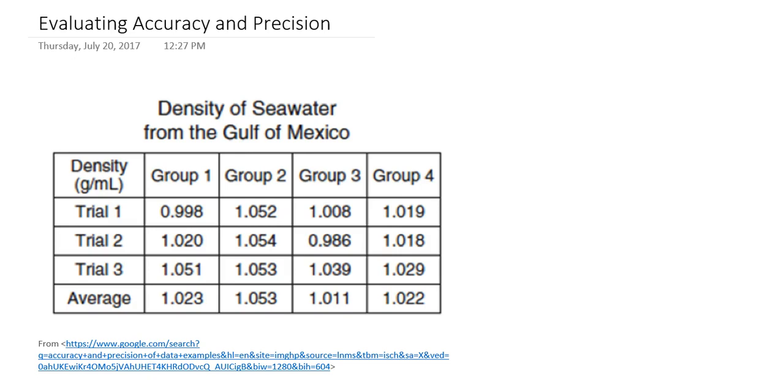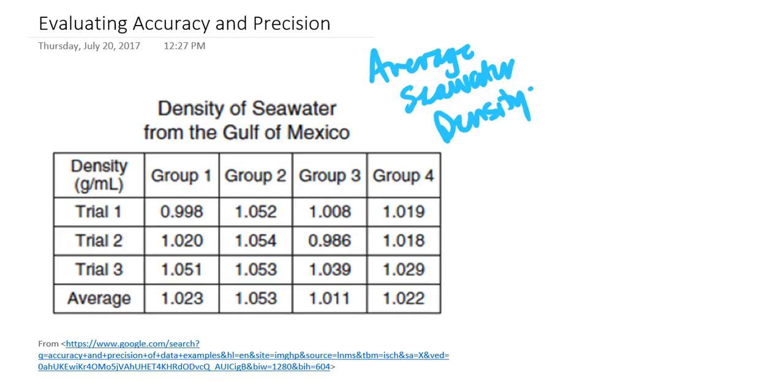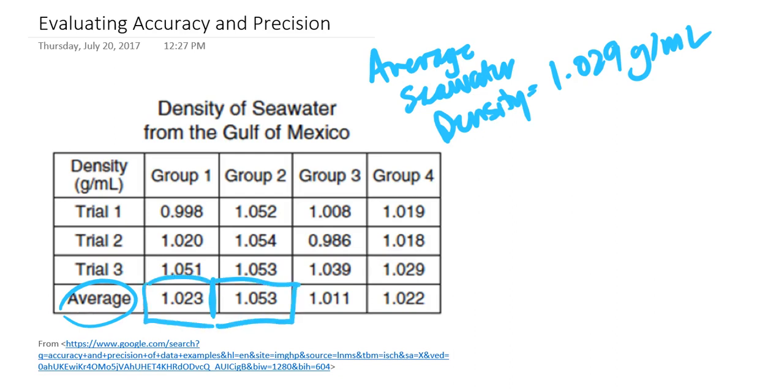Suppose that I have a scientist measuring the density of seawater, and let's say that the average seawater density is 1.029 grams per milliliter. Each group of scientists measures the density of the seawater 3 times, and then they take an average. The average is right here at the bottom of the table: the average for group 1, group 2, group 3, group 4.